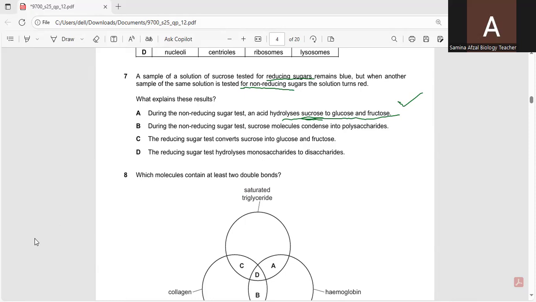During the non-reducing sugar test, sucrose molecules condense into polysaccharides. There is no formation. There is the breakdown because we have used the acid which will hydrolyze. So the first statement is correct, the second is not correct. The reducing sugar test converts sucrose into glucose, but the reducing sugar test is used to test the monosaccharides, not di- or polysaccharides. So this is not correct. It will not hydrolyze. They are only used for monosaccharides. So only A is the correct option.